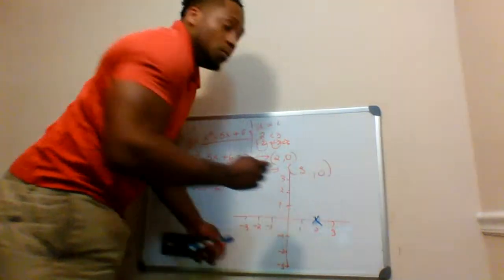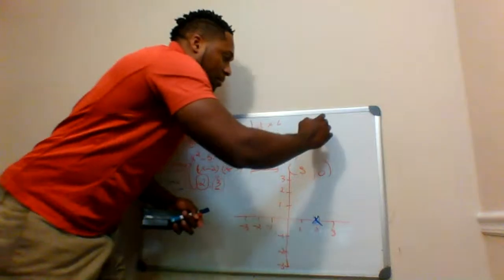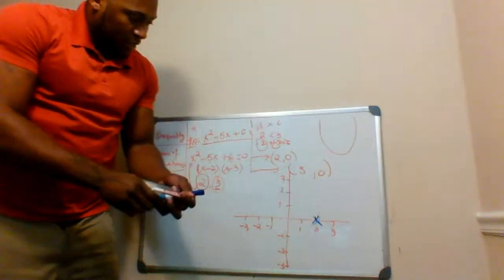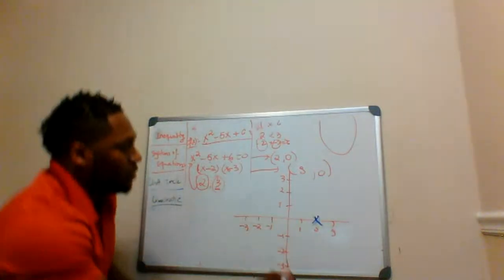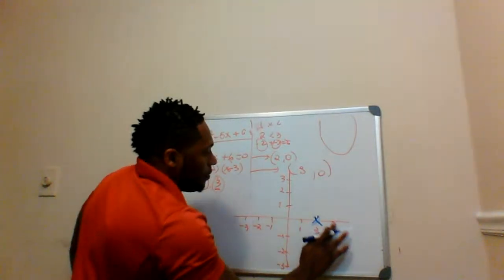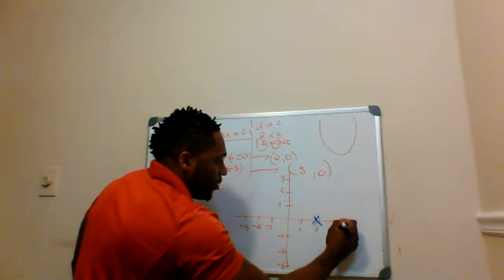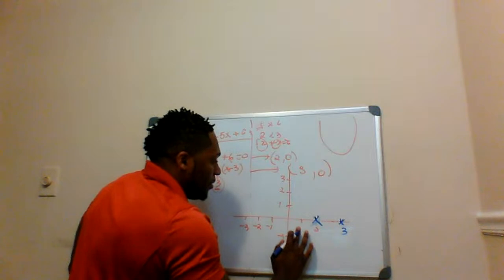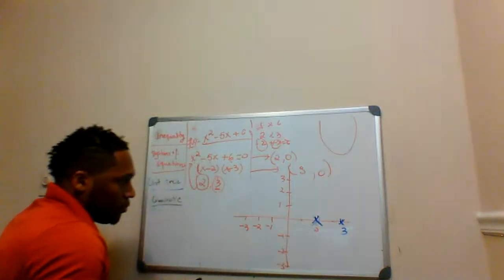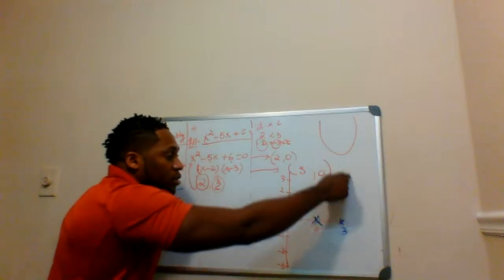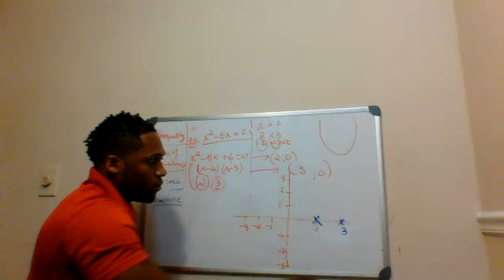3, 0. So that's the second point. So we found 2 points. Remember how this thing is shaped. The point 3, 0: x is equal to 3, y is equal to 0. I wish I had made these bigger. Let's say 3 was right here. So that's the point 3, 0. X is equal to 3, y is equal to 0. So at 3, you don't go up, you don't go down.